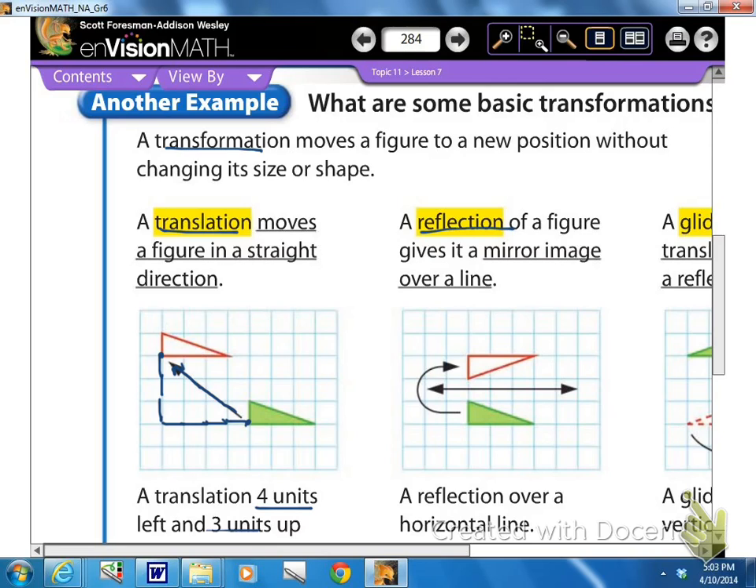A reflection of a figure gives it a mirror image over a line. So it's like it's just been flipped over this line here. This is a reflection over a horizontal line, they say. So it's like it's been flipped over, and it's not a translation where it would be slid straight down. Okay, that's not what happens, because if you look for your corresponding angles, this angle would be corresponding to this one. So it's like it flipped right over that line.